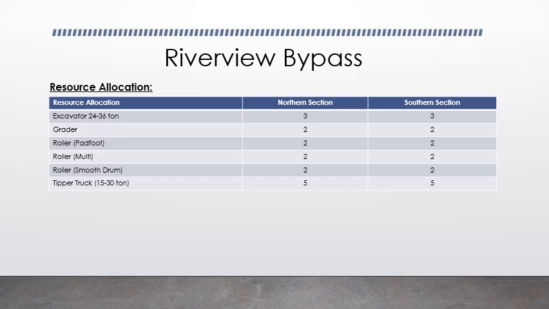Now the resource allocation for the northern section and the southern section. We have allocated 3 excavators for the northern and the southern section, 2 graders, 2 pneumatic tire rollers, 2 multi-rollers, and 2 smooth drum rollers. And we'll require 5 tipper trucks for these two sections.